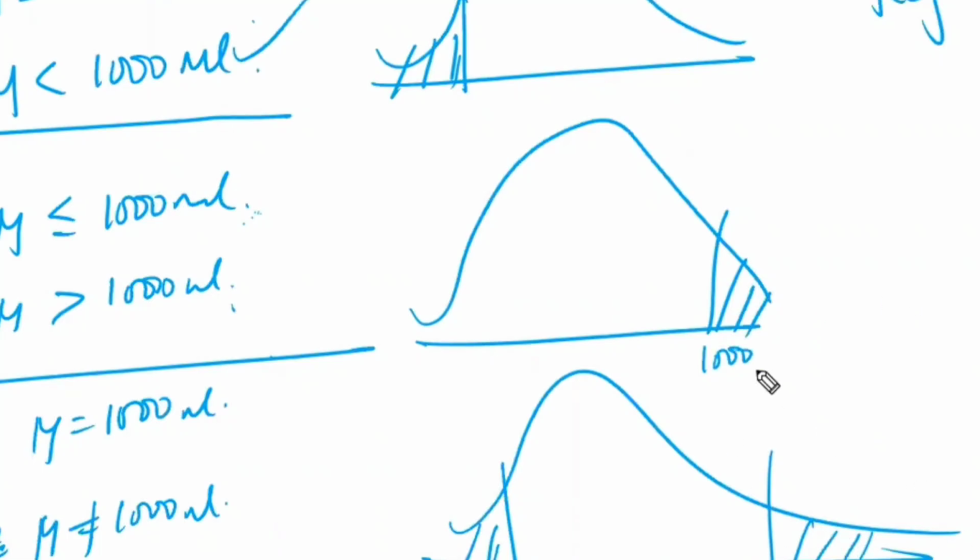The area of rejection will be done. Is that clear? And we'll see all the left tail test and right tail test with real-time examples.